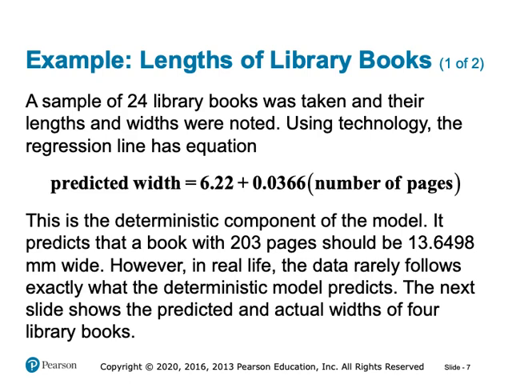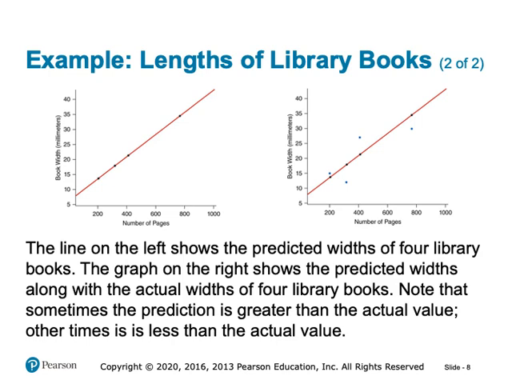On the next slide, we'll look at how well this model's predictions match up with the actual measured widths of 4 specific library books. This comparison will help us understand how much the random component influences our predictions in real-world scenarios. Continuing with our example of the library books, let's examine how the predictions from our regression model compare to the actual measurements. On the left side of the slide, you see a graph that displays the predicted widths of 4 library books based on the number of pages each book has.